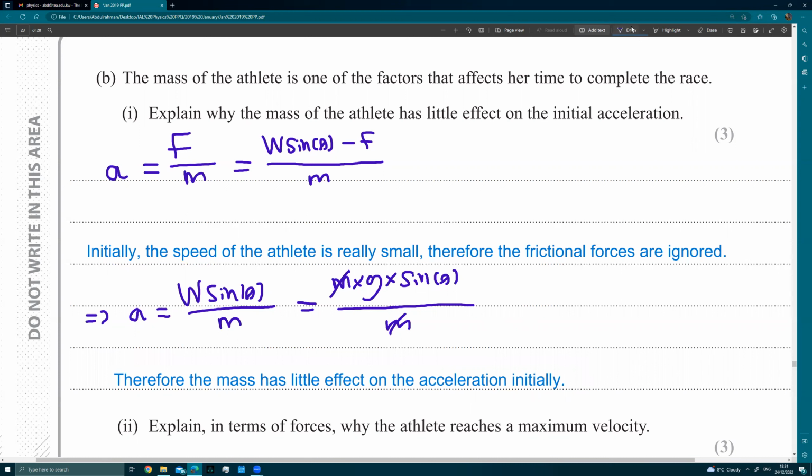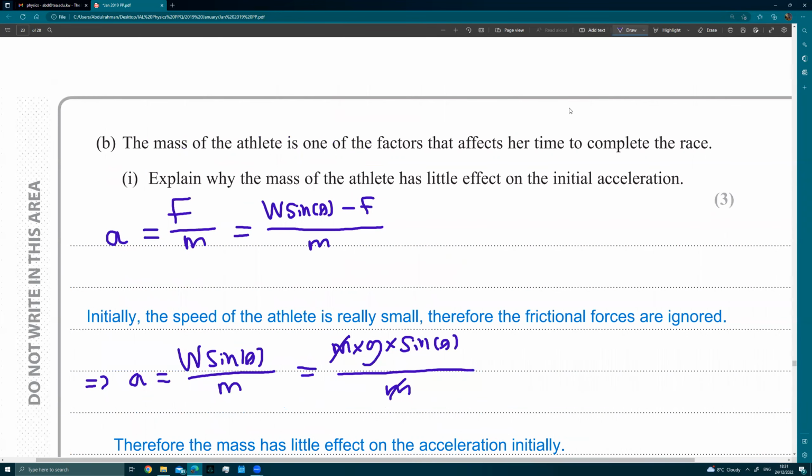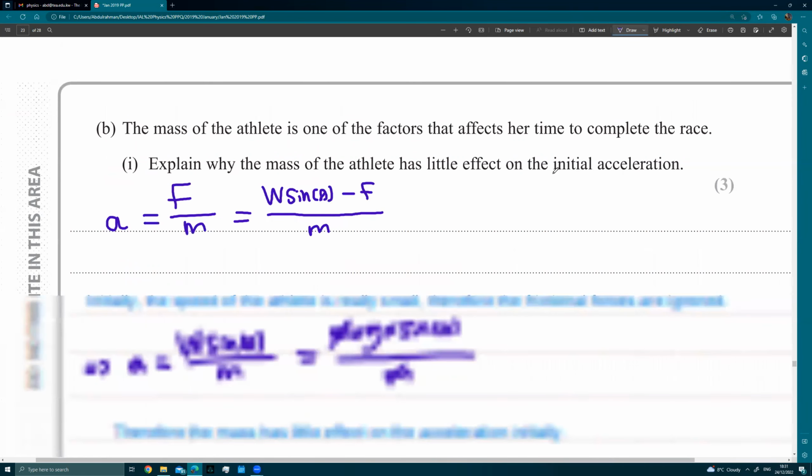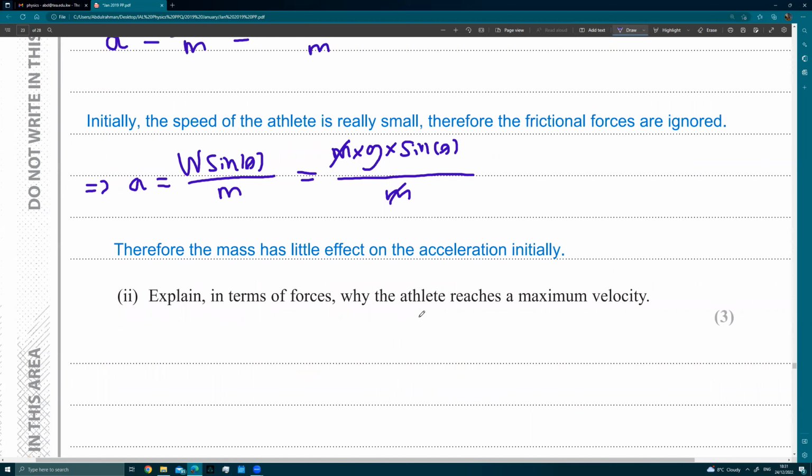But obviously, as the athlete speeds up, this is no longer ignored. So there will be a smaller and smaller resultant force until, of course, he reaches terminal velocity. So the acceleration would change as he speeds up. Okay, so explain in terms of forces why the athlete reaches a maximum velocity.